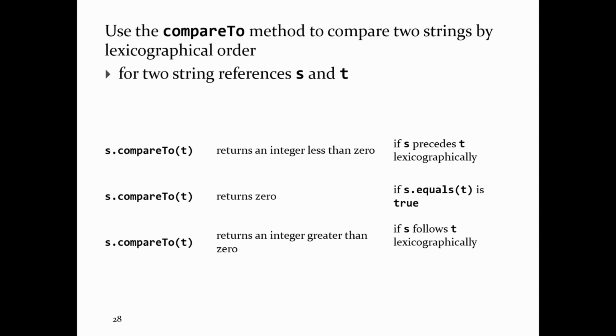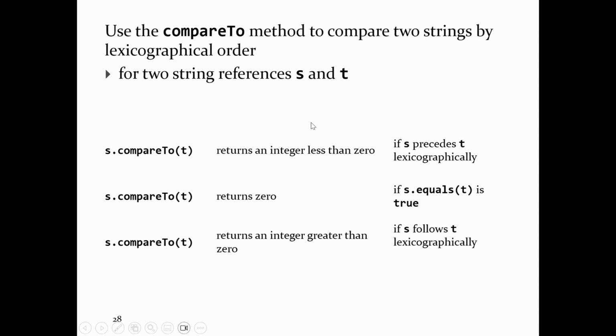You cannot use the less than, greater than, less than or equal to, or greater than or equal to operators in Java with strings. Those only work with primitive values. So if you want to compare two strings for dictionary order, there's a method called compareTo that you have to use. So if you have a string reference S and a string reference T, S.compareTo(T) compares S and T for dictionary order.